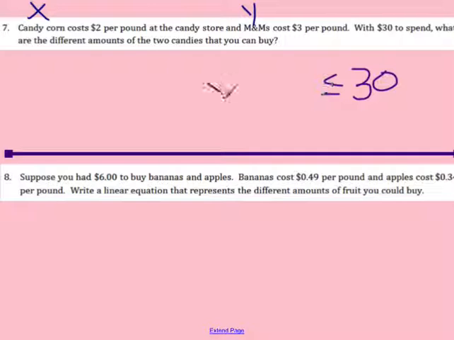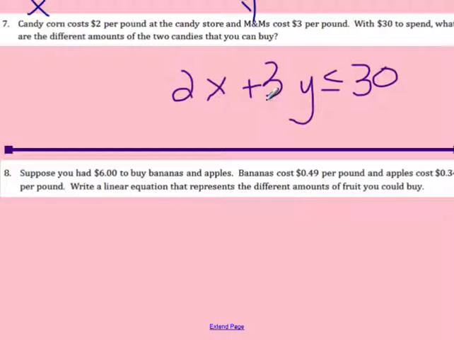So for every X pound of candy corn that I buy, it's going to cost me $2. For every Y pound of M&Ms, it's going to cost me $3. And that's your equation in standard form right there. Again, if you needed to graph it, you'd have to solve for Y. But we're not worrying about that for this one. Let's take a look at number 8.